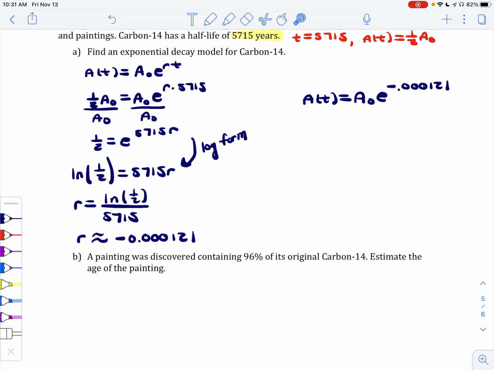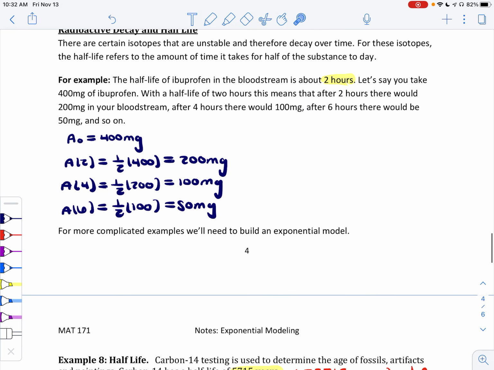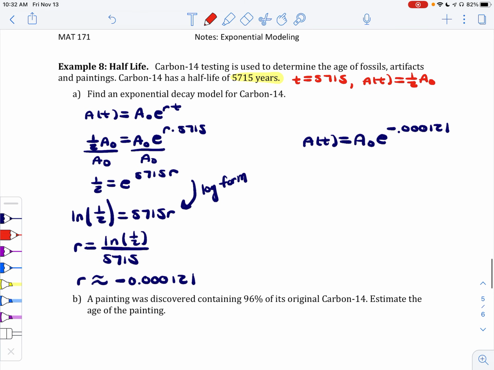But say we were given a specific value like we were up here, in the previous example, right, we knew that we were starting with 400 milligrams of ibuprofen. Well, if we were trying to build a model for this example, then we would have actually used A naught equals 400 and plugged that in. So if you're given an initial value, plug it in like normal. But if you're not, then that's when you just leave it generic. So that's going to be based on the problem and what information you're actually given to start with.